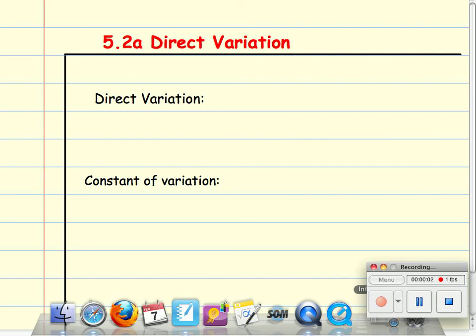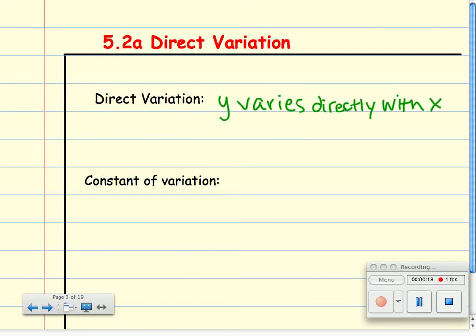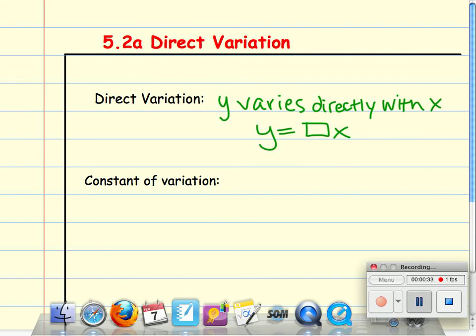5.2, we're going to talk about direct variation, okay? And what direct variation is, it says that y varies directly with x. What that means is you don't have to add or subtract anything to x to get to the y. So you have something like this: y is equal to something times x. You don't have to add or subtract anything.